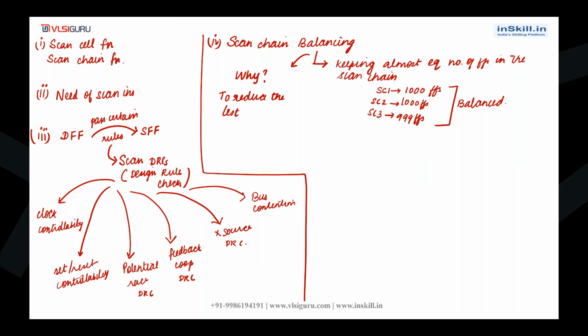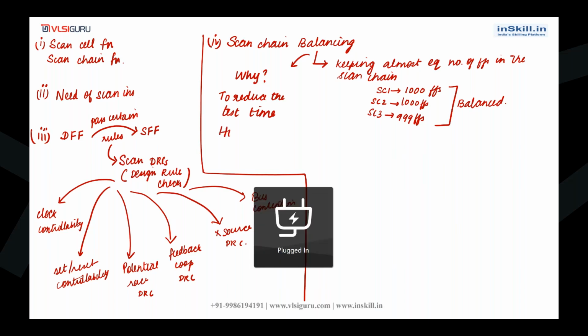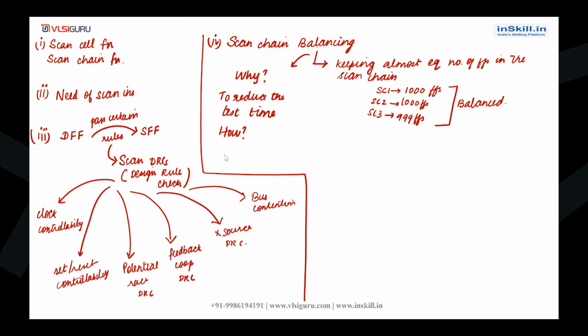Okay, we will be going for scan chain balancing in order to reduce the test time. And how, if you go for scan chain balancing, are you able to achieve a reduction in test time? We will discuss it in the course.